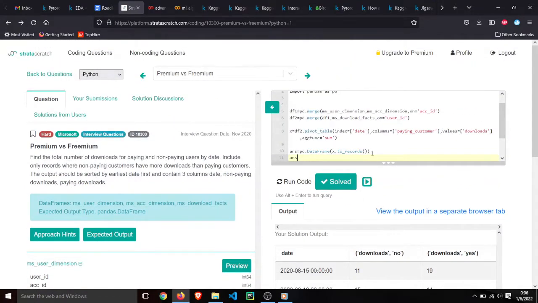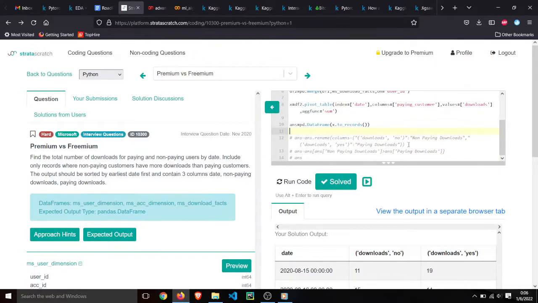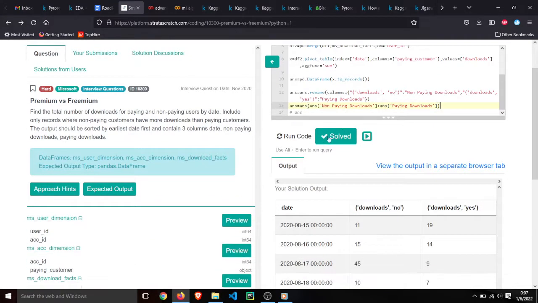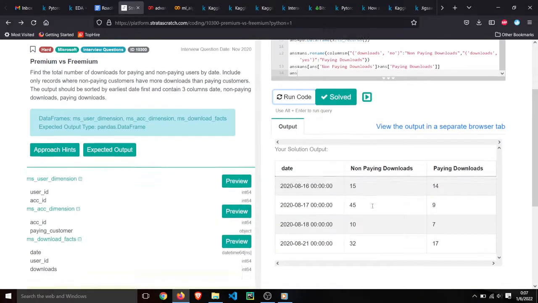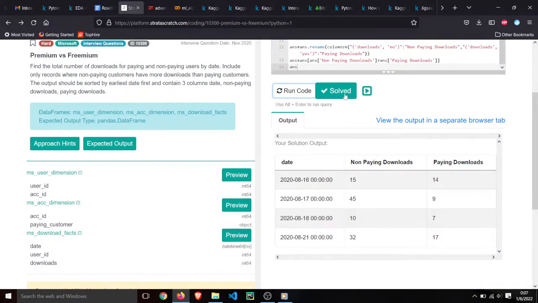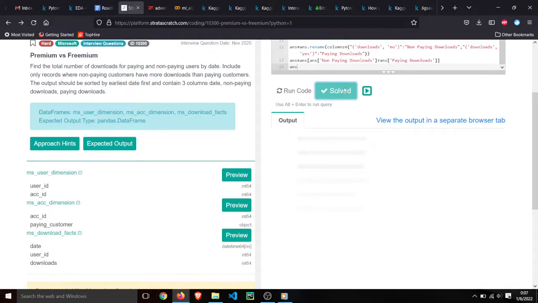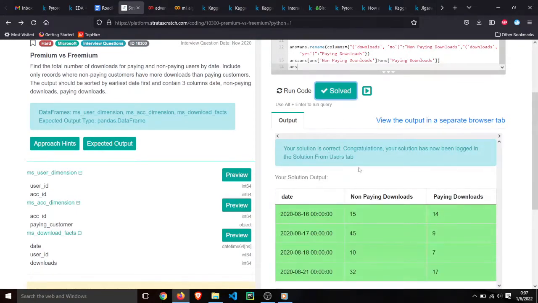So how are we gonna do that? We are basically first gonna rename the columns, right? And then we're going to keep only the rows with non-paying downloads greater than the paying downloads. That's it. Now if we print our answer, we have it in a very clean form. And if we submit it, the solution is correct. So that's pretty much it.